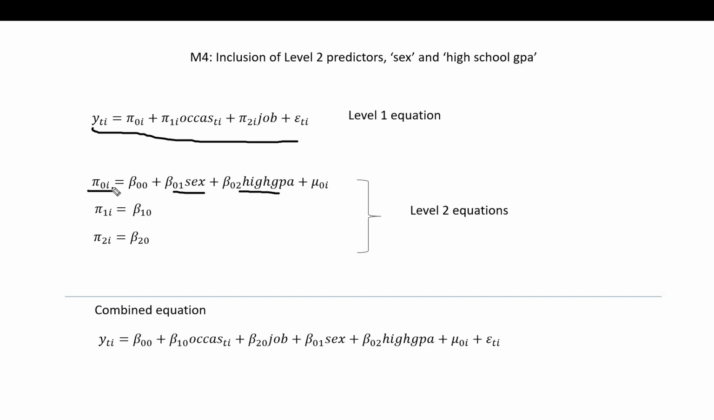for predicting the initial status, for GPA, we have the grand mean of all of the students' initial statuses, but controlling for sex and high school GPA. So you'll see right here the regression slope is given as beta 0.1 and beta 0.2. So the 1 and 2 are reflecting essentially predictor 1 and predictor 2 at level 2 when we're trying to predict variation in the intercepts. You can see that we also still have our fixed effects related to the occasion variable and also our job status variable. So when we substitute our level 2 equations into the level 1, we end up with this combined equation that's given right here.